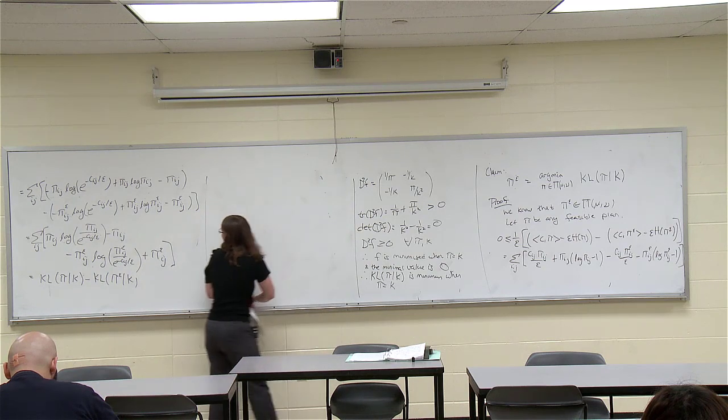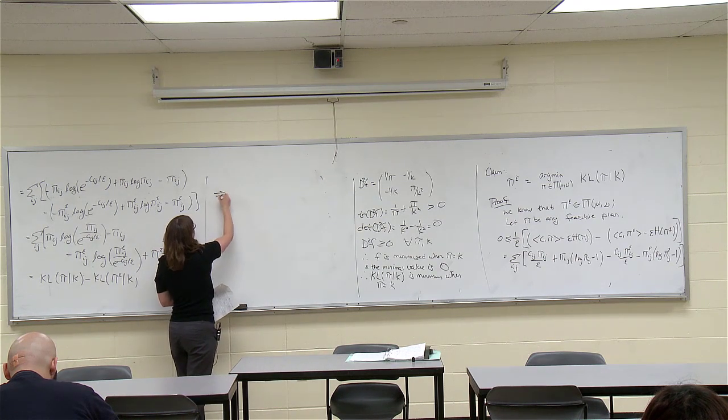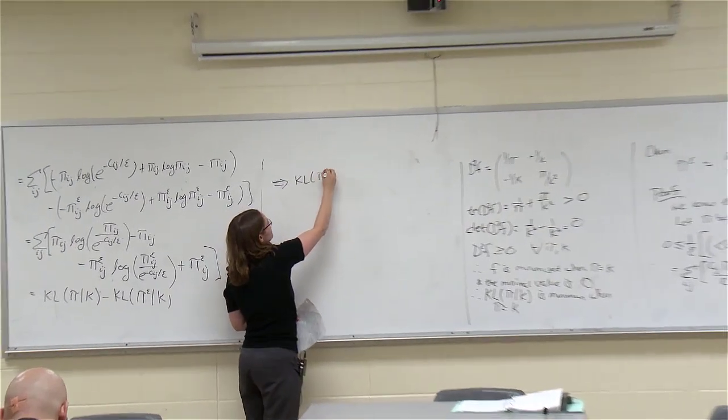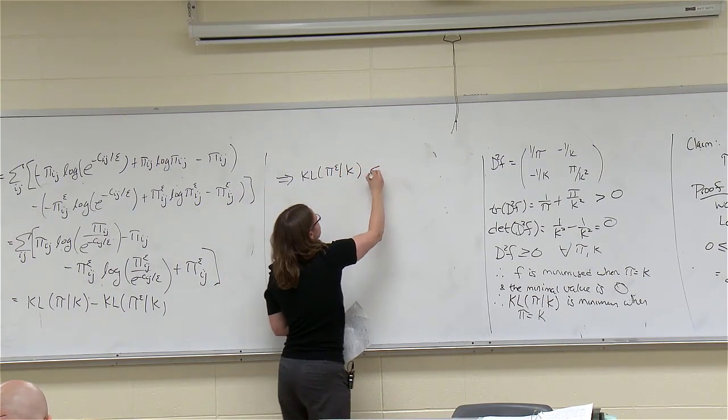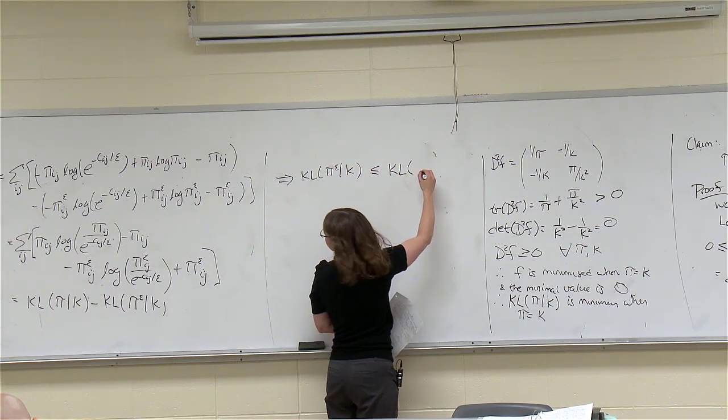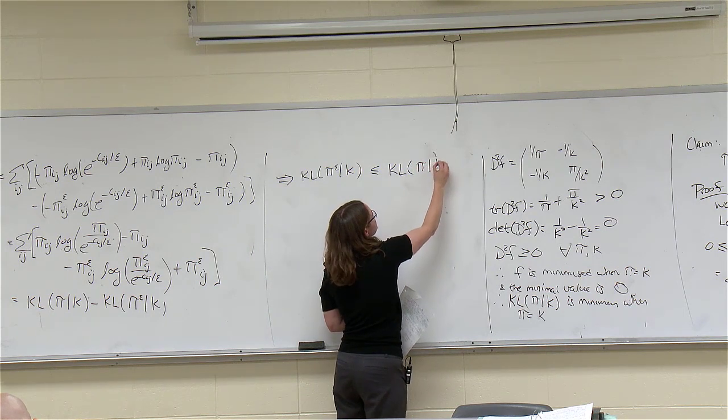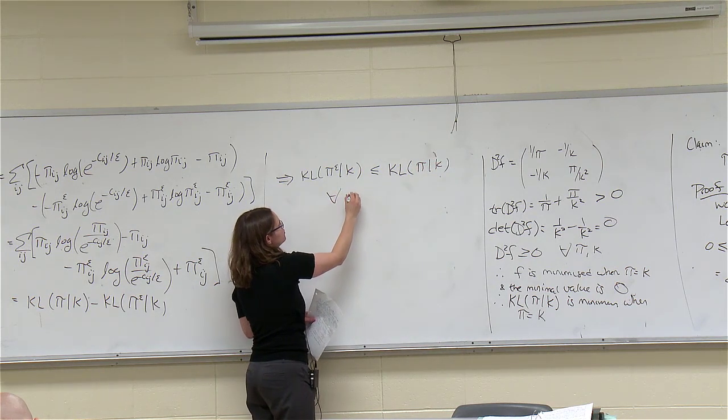So if I were to kind of summarize that in one line, what do I have? I have that the KL divergence between pi epsilon and k is less than or equal to the KL divergence between pi and k for all feasible pi's.